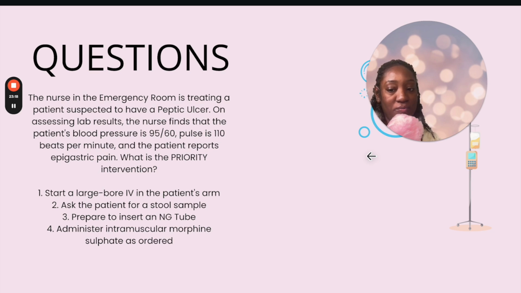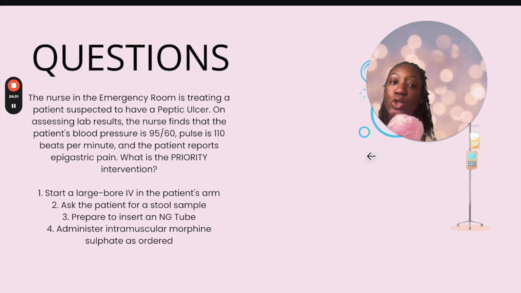Okay, so what is the priority intervention? When somebody's blood pressure is dropping and they're possibly going into shock, you're not about to ask them for a stool sample at that time. Could that help? Yeah, because maybe they could have some blood in their stool. But what is your priority intervention? Prepare to insert an NG tube? No. What are you doing that for? 4, administer intramuscular morphine sulfate as ordered. It has the as ordered, which is good, but no, that's not a priority.